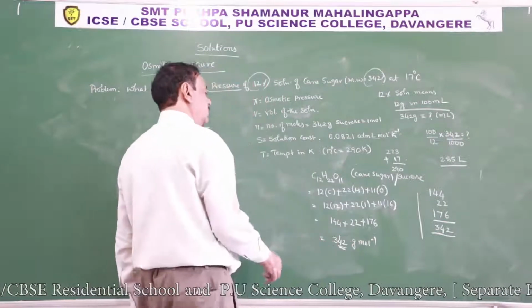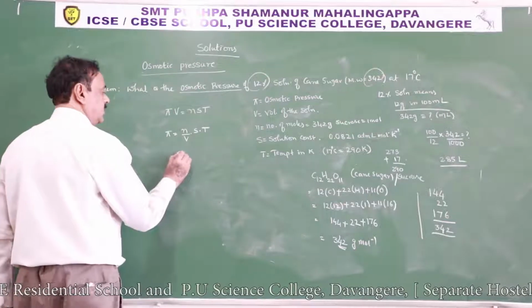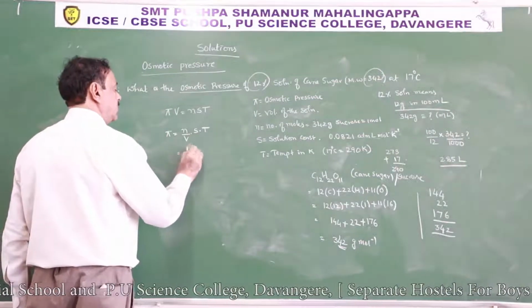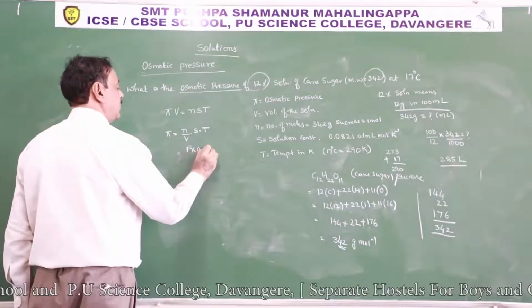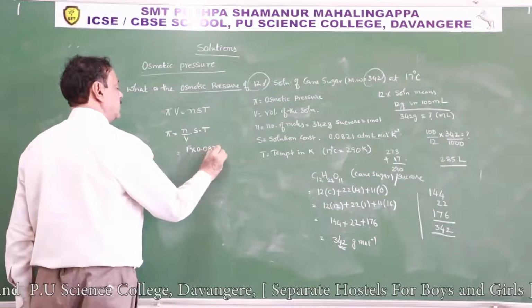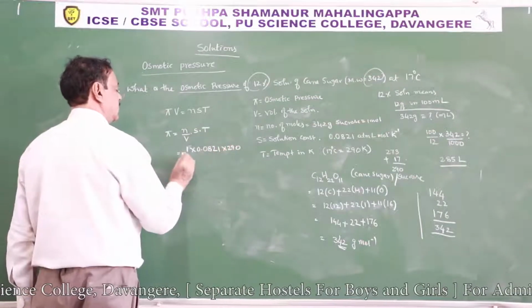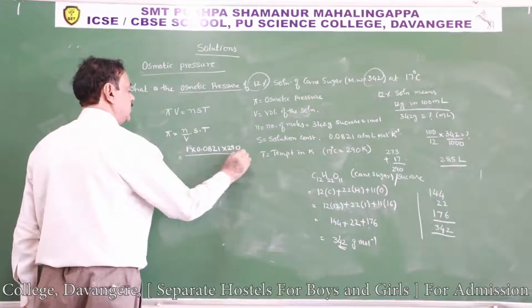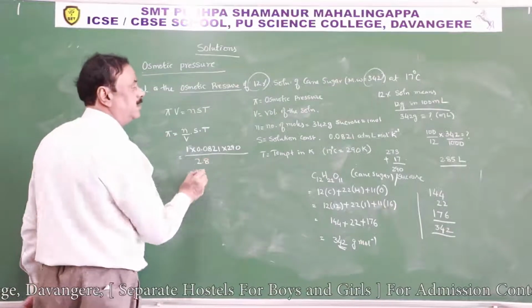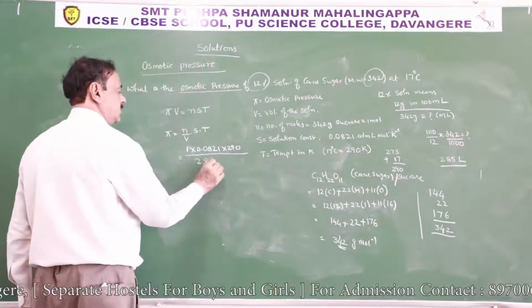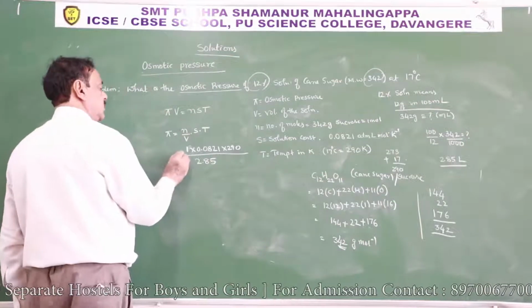Therefore, n is equal to 1 mole, into 0.0821, into 290, divided by 2.85 liters.